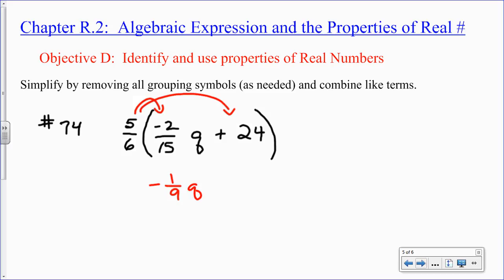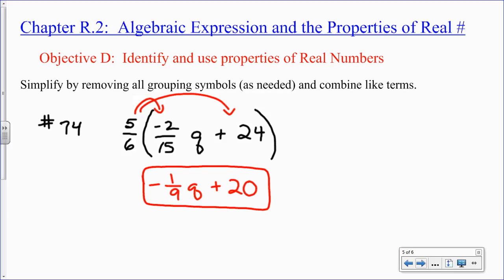Okay, cute. And then 5/6 times 24. So I could put 24 over 1 and do the same thing that I just did. But what's easier, at least calculation in your head, is to go ahead and take this number, divide it by the denominator, and then multiply by the numerator. That's what you're doing by reducing, but it's just kind of easier, quicker steps. So 24 divided by 6 is 4. 4 times 5 is 20. Do I have any like terms? No. So this is done.